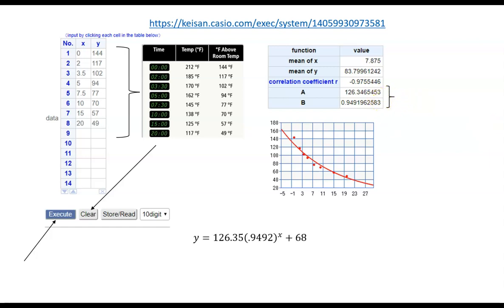So we can write the equation. There's our A value, 126.35. There's our B value, approximately 0.9492, to the x power. That would get us to 0, but we said we want to get to 68. So we have to add 68 to this function, and that would push all the values up to get the correct values. So that's how we can use an exponential regression calculator.